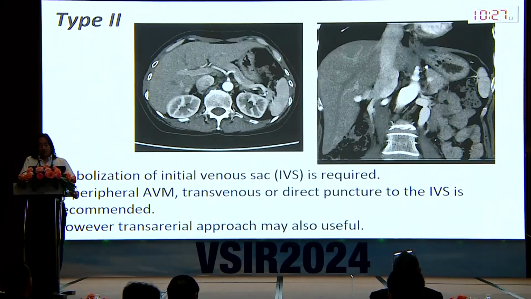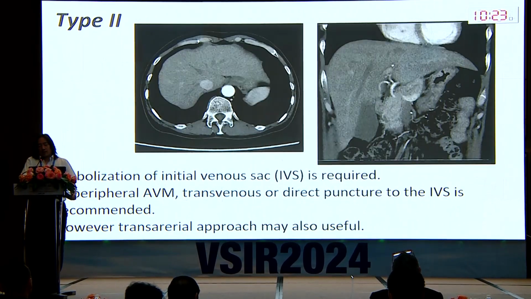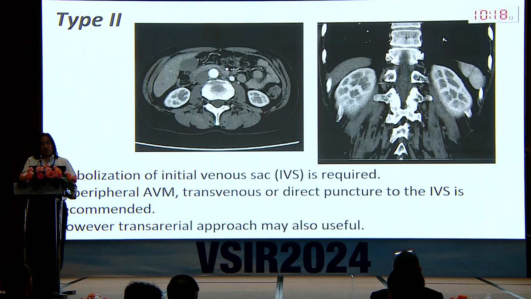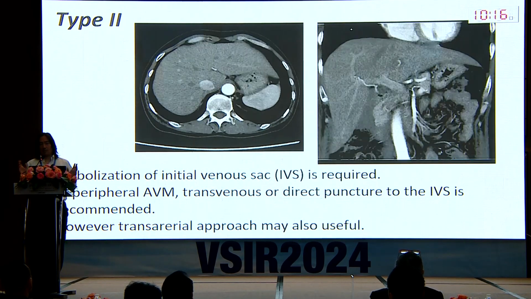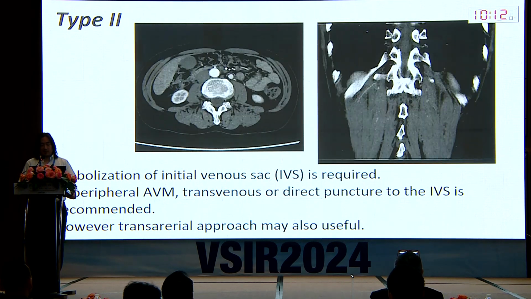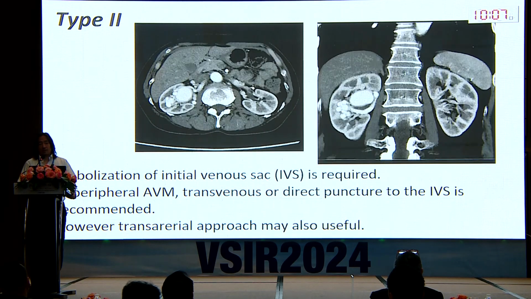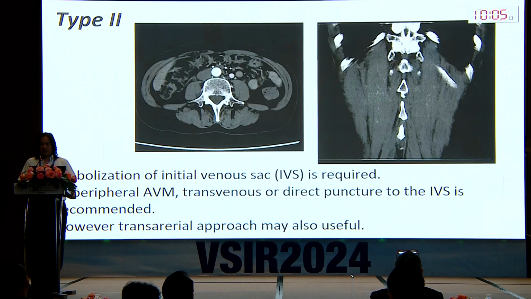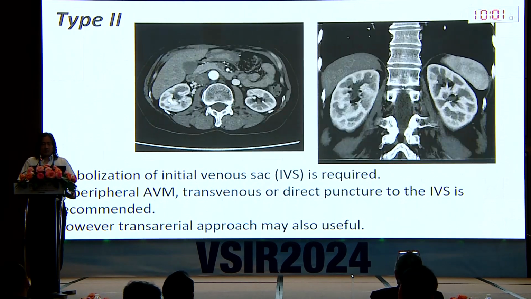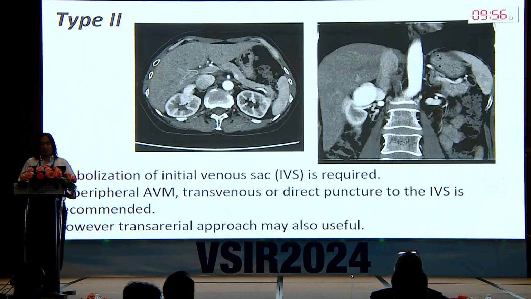Next I will show the type 2 renal AVM. I think it's a very rare case. In type 2 AVM, embolization of the initial venous sac is required. However, the approach to the initial venous sac is sometimes very difficult. Of course, it's possible that a transvenous approach to the initial venous sac is useful. However, in my opinion, in most cases it's very difficult. So a transarterial approach or direct puncture of the initial venous sac is also useful.